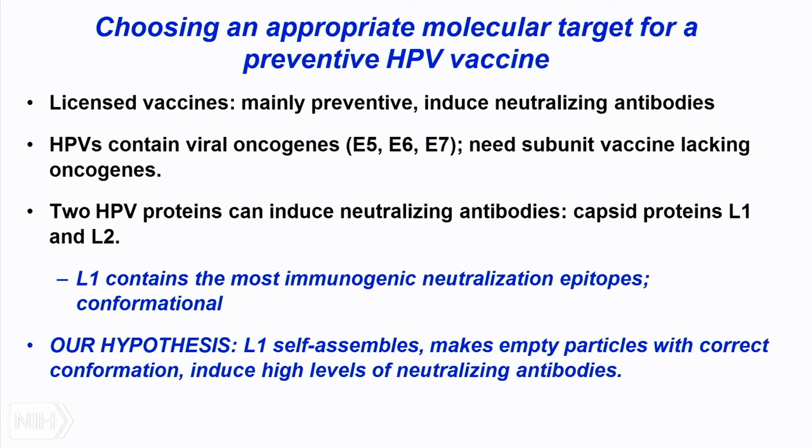They induce neutralizing antibodies is the main way in which they work. And HPVs contain viral oncogenes, and so since you're going to be giving a vaccine to a normal population, you want a subunit vaccine that's lacking in oncogenes. And there are two HPV proteins that can induce neutralizing antibodies, the capsid proteins L1 and L2.